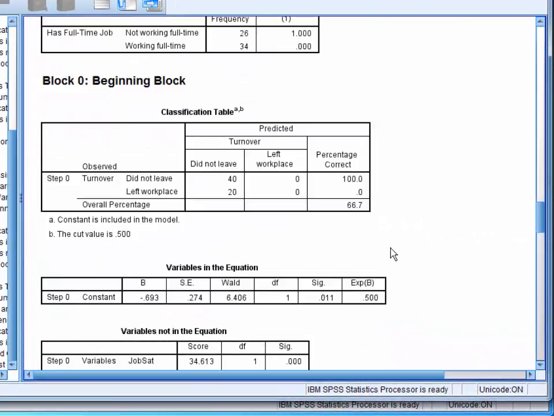The first table to look at is the classification table for block 0. This is the block of the model with no predictors entered. Here, we can see that the model can correctly predict 66.7% of cases, simply by predicting that no individuals had left.